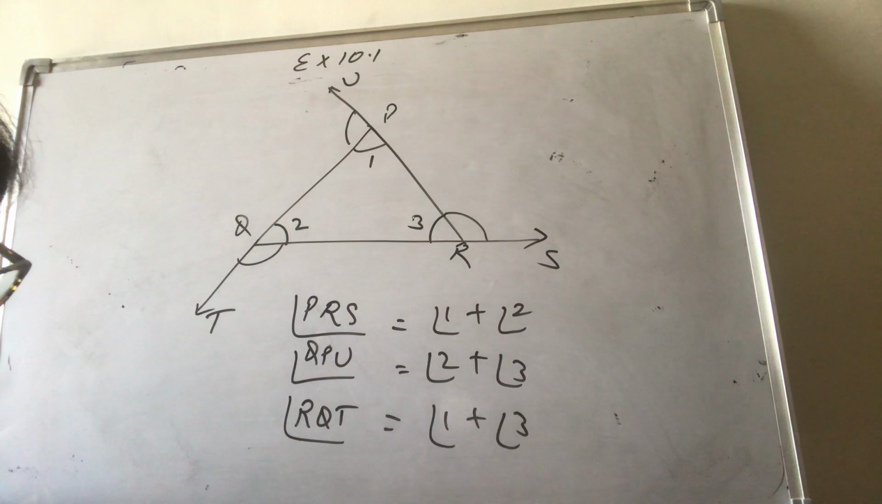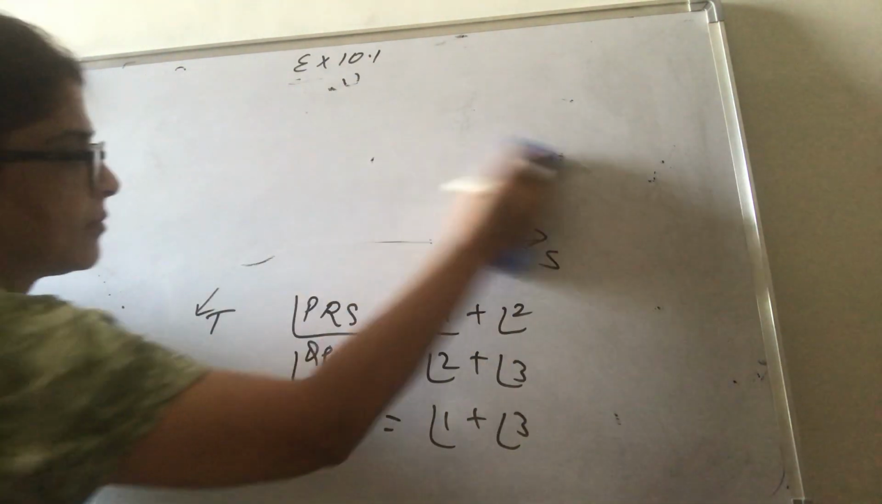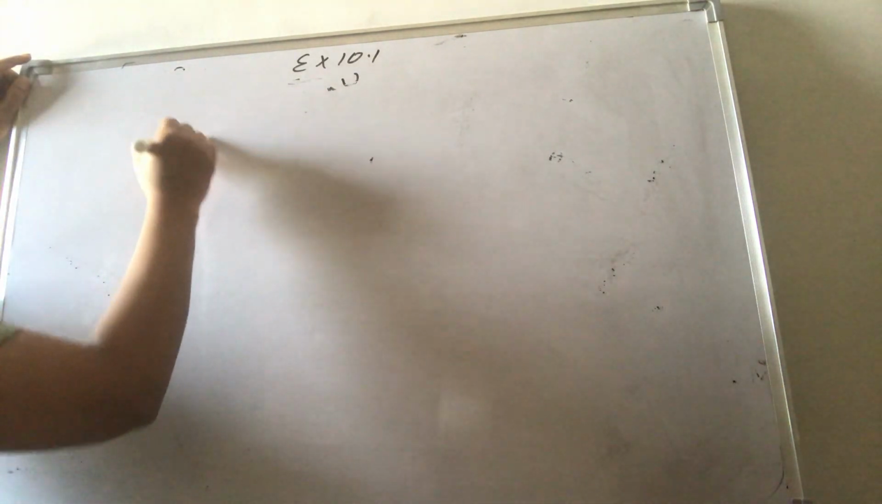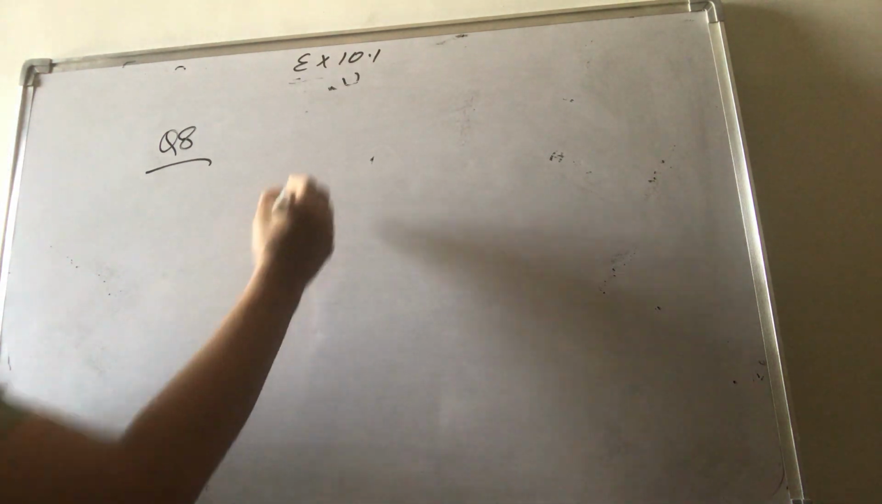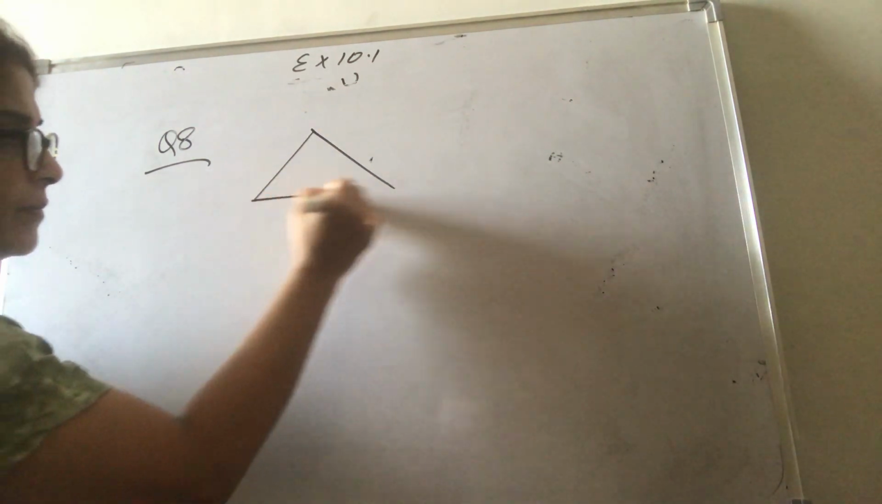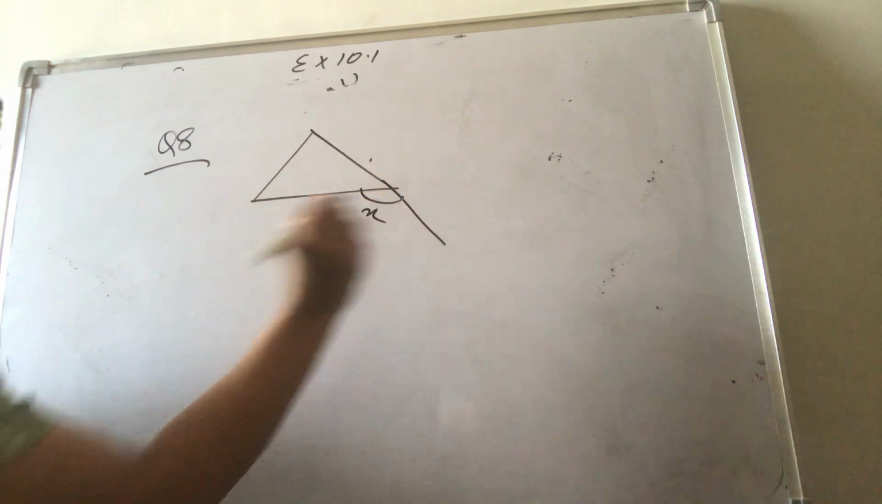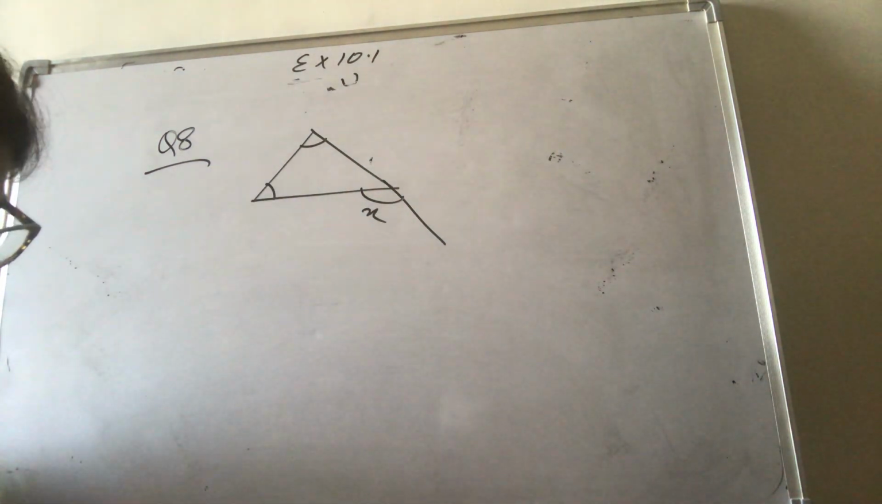Now question number 8. In the following figures, find the value of x and y. In some of the parts we are given x, and in some of the parts we are given x and y both. So look at the figure. This is the figure, first part. This is angle x. So that is the exterior angle. So here we will use the exterior angle property.